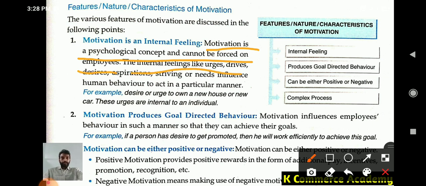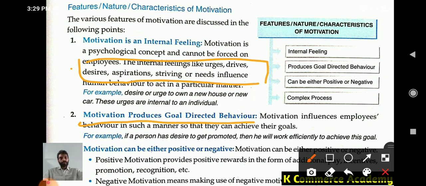The internal feelings like urges, drives, desires, aspirations, these are the points which motivate a person. Okay, it is an internal feeling. Aspirations, striving, influence, desires, these are all psychological concepts. Then another point is given here: motivation produces goal directed behavior. Whenever a person feels motivated, it develops goal directed behavior in that person. He will start working to achieve the goal of the organization. Just see what is written here.